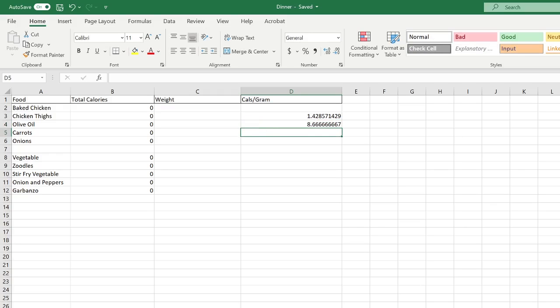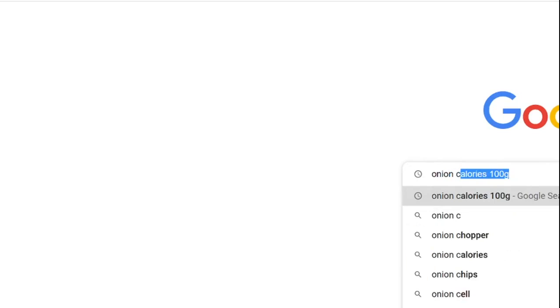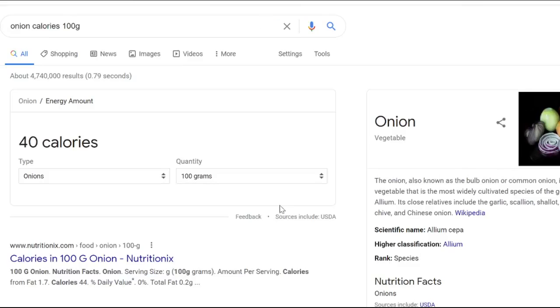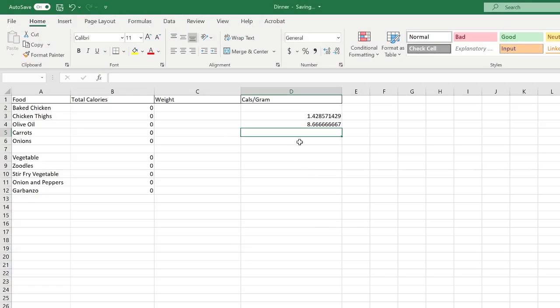Now for my carrots and onions, those don't have a nutrition label, so I have to go and search. So 100 calories per 100 grams. I see that this is coming from the USDA. That's the top result, and that's good enough for me. And you can see that's 40 calories per 100. And so for me, I'm going to say that is 0.4 calories per gram. And now for my carrots.